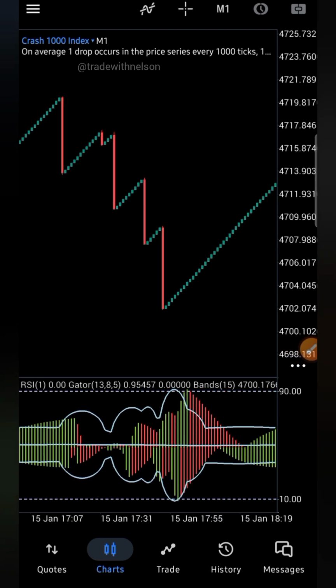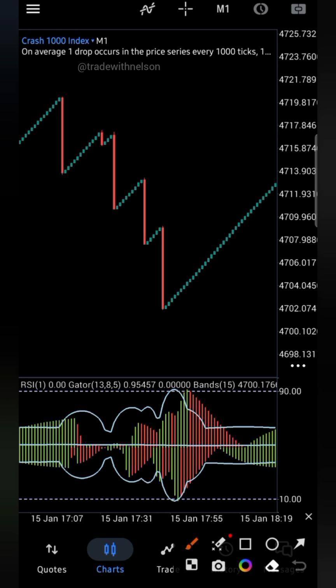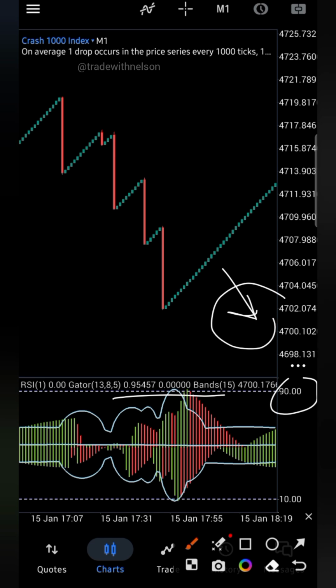So what are we looking for? If you look carefully on my chart, you can see that this is the 90 level and this is the 10 level. For the crash market, you want to be focusing on the 10 level because you want to buy to the upside. And for the boom market, we want to be focusing on the 90 level because we want to sell to the downside.